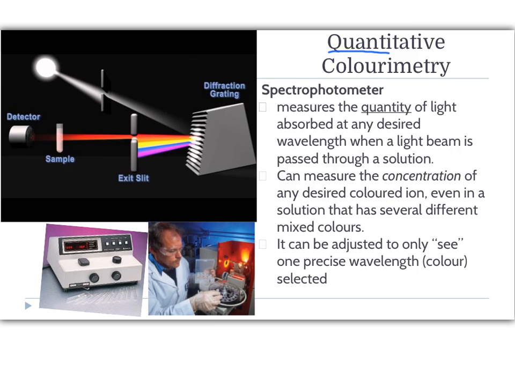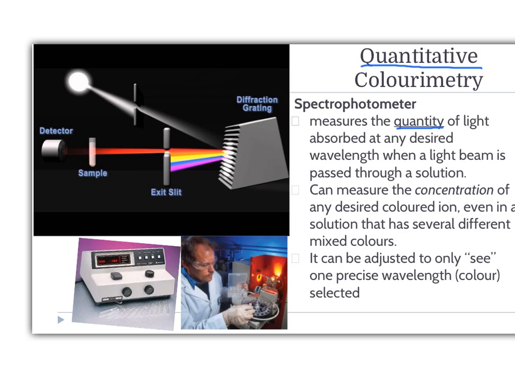Colorimetry can also be quantitatively measured, and that means we're measuring how much light. You can see here that a spectrophotometer is the device that measures the quantity of light that is absorbed at any wavelength, which means we can measure it at any specific color. What happens is a light beam can be passed through a diffraction grating. That diffraction grating right here, you would have talked about in grade 9, and what it does is it splits up the color into its different wavelengths. And then we can adjust it so that we're only able to see one wavelength of light.